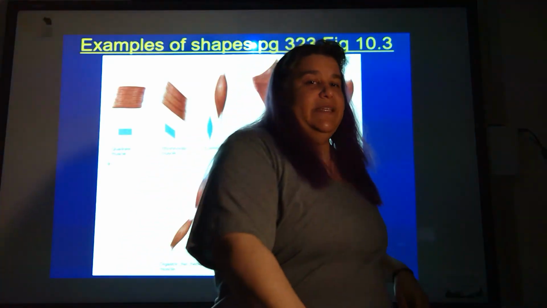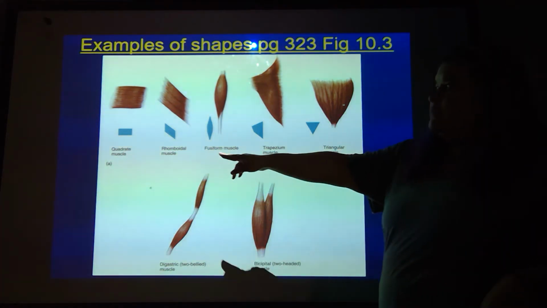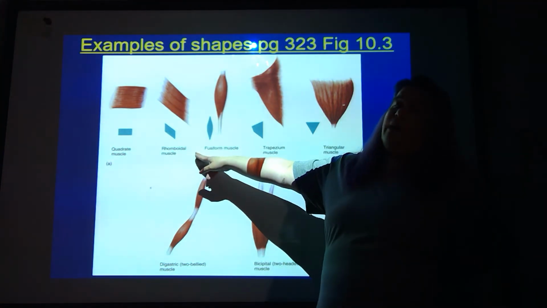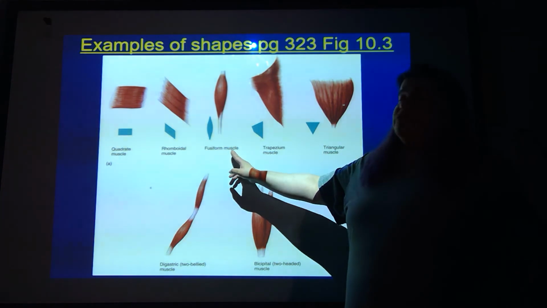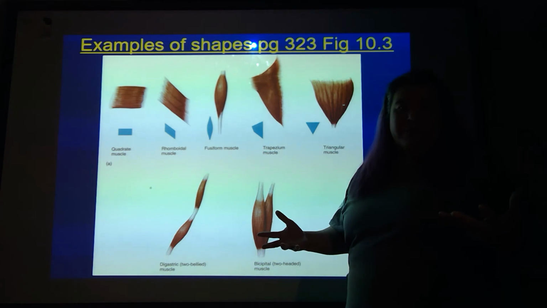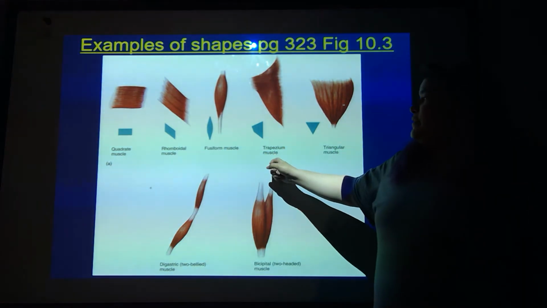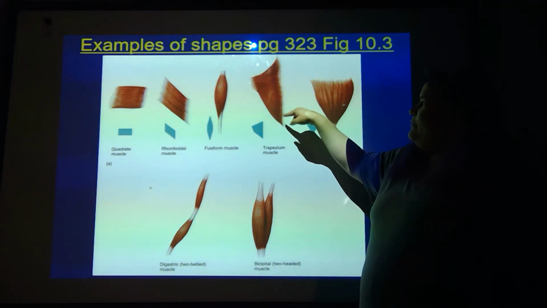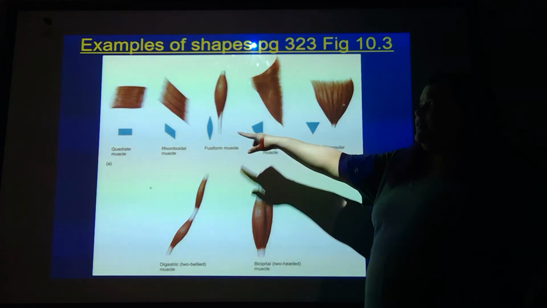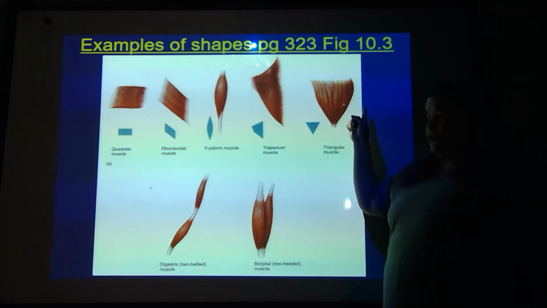So let's look at some of these shapes that we were talking about. So we've got the quadrate, rectangular, right? We've got the rhomboidal, looks like a rhombus, okay? Fusiform. Fusiform looks like an almond, basically. You've got that football shape, okay? You've got the trapezium. Again, it's kind of a triangle shape. Not perfect, but it is more triangular than any of these. Whereas a triangular muscle really does look like a triangle.